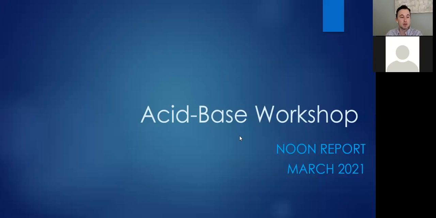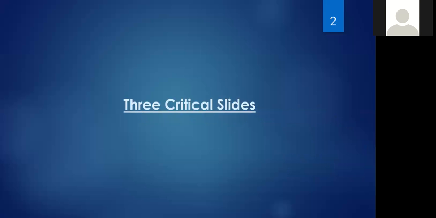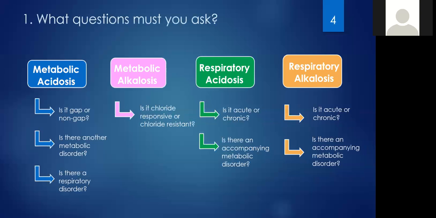So if you guys haven't watched the first lecture, go back and do that first. I think that's going to be most helpful, kind of laying the groundwork for this session. So just wanted to go through a few practical problems, but first there are 3 critical slides that I want to cover. One, you need to be asking yourself, what questions must you ask when you're encountering an acid-base disturbance? So we covered this on our last session, but for our 4 primary disturbances, we've got a number of different questions that we need to consider.